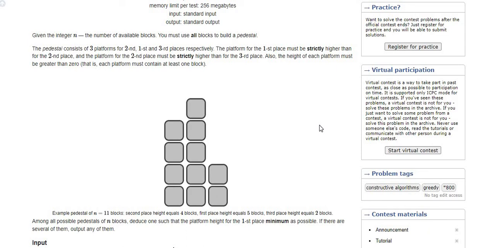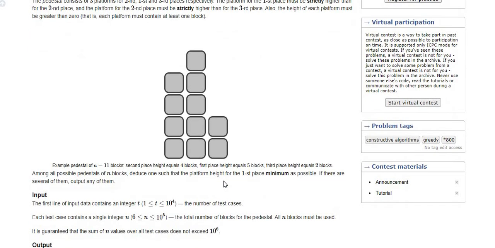So you have to divide those n blocks into three different lanes. This is the first, this is one, two, three. Then you have to make this middle one the first layer, this is the second layer, and this is the third layer. The first should be strictly greater than the second, and the second should be strictly greater than the third. Basically you have to exhaust all the n blocks and make this pedestal.